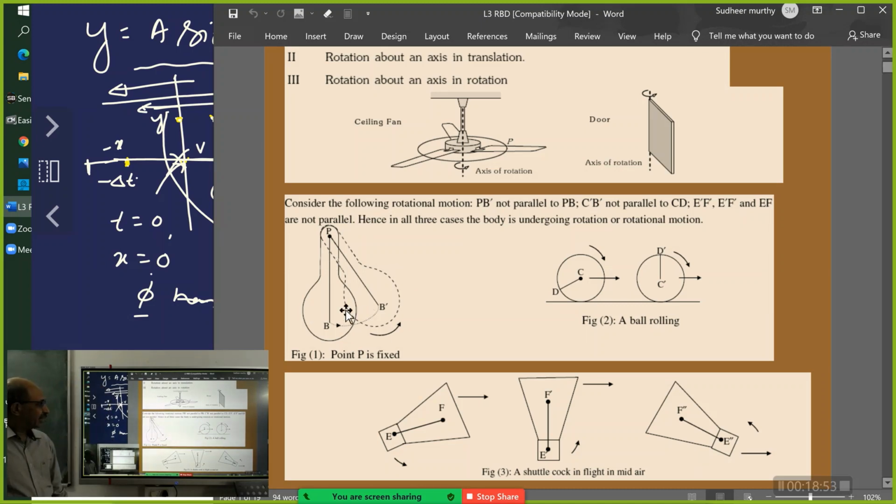Now you can see this body here. It can oscillate about this point P. In this context, I will say this body is rotating about this point P. Got it? Now in this case, what is this body? This is a compound pendulum.